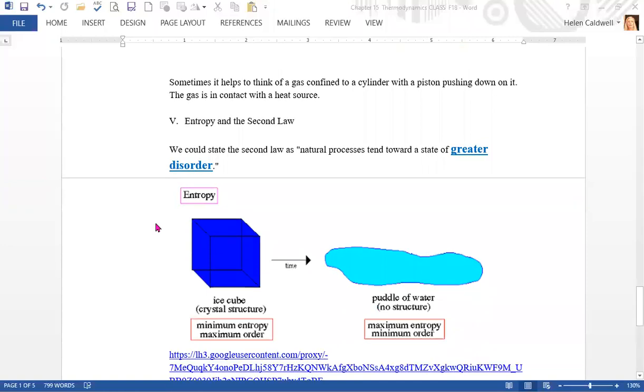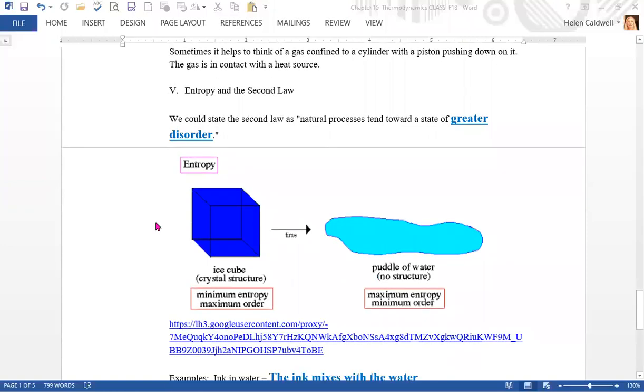Entropy. Entropy is a measure of the disorder of a system. We could restate the second law of thermodynamics as natural processes tend toward a state of greater disorder. If you have an ice cube, all your H2O molecules are organized in their rigid little places. Then when you begin to melt it, they go a little haywire, and they're just everywhere. So the ice cube has an entropy, but the puddle of water has more entropy. And if we turn that puddle of water into steam, we would have even more entropy, even more disorder.